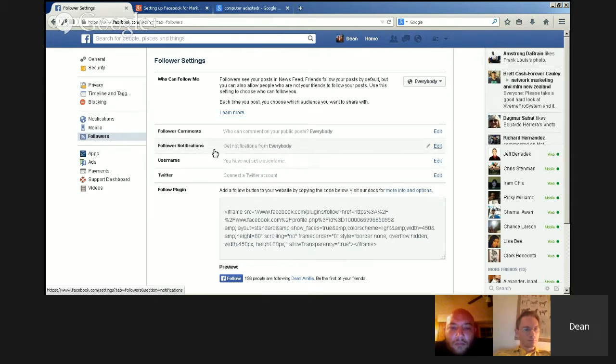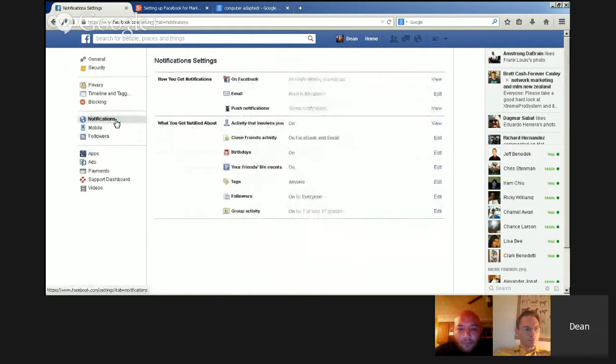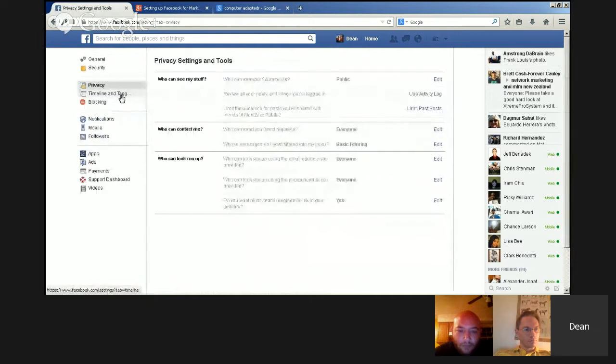You want to get notifications from them that they posted on your wall or commented on your photos too, so you can engage with them. And even after I just switched these two, I've been getting much more engagement on my posts from people who are not my friends and are just following me. So yeah, that's pretty much it for that section. Notifications, see privacy. So who can see my stuff? Public, be as exposed as you can.